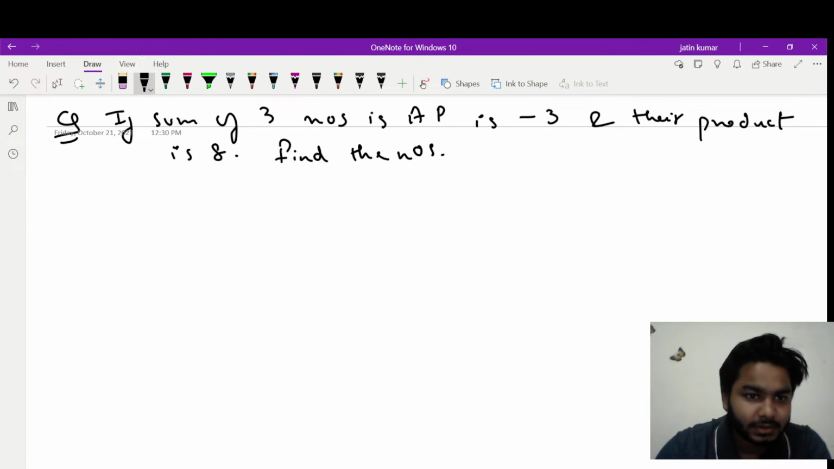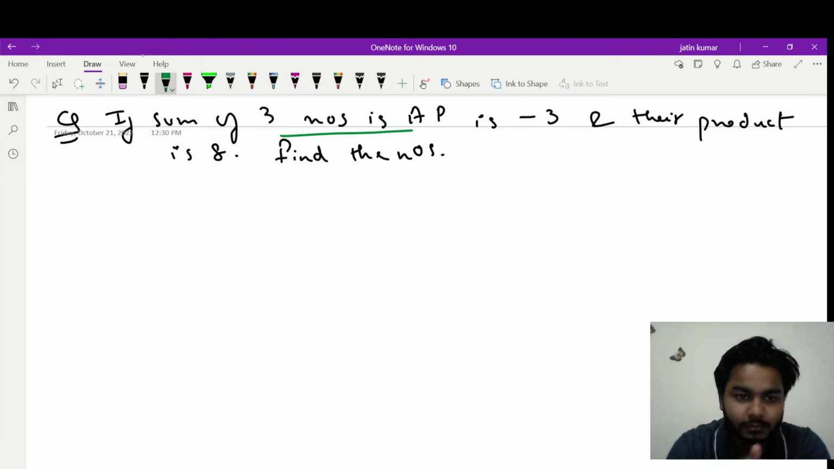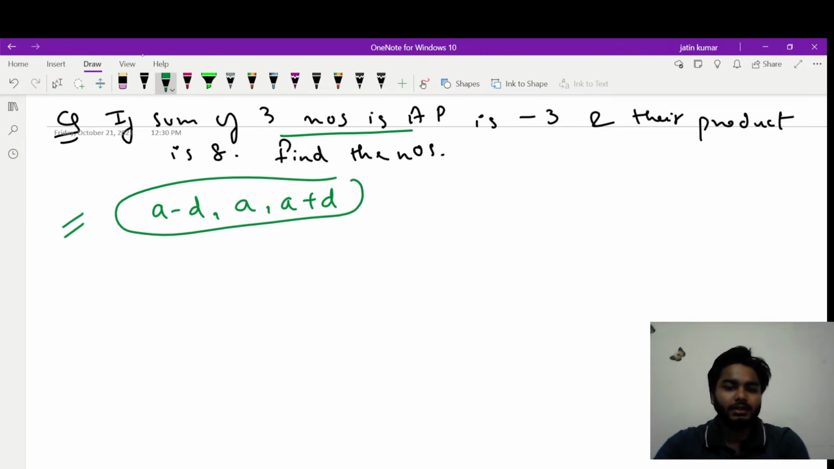Again, here in this question we are given the 3 terms and the AP is not given to us, so we will assume some AP. This question talks about 3 terms, so what 3 terms will we assume? A minus D, A and A plus D. With time, if you practice the questions, you will remember this. We have to assume these as our 3 terms.